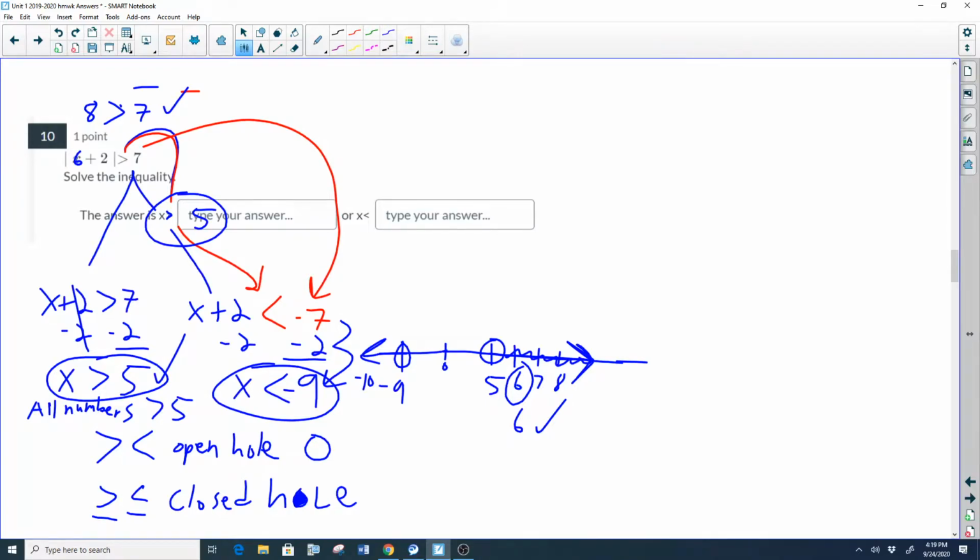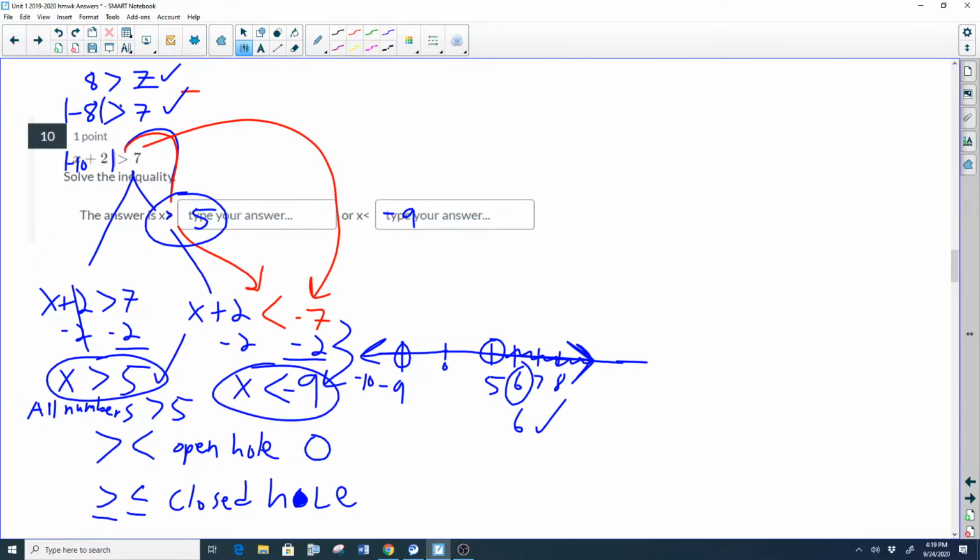X is less than negative 9. So if we plug in a number less than negative 9, like negative 10, it should work. Negative 10 plus 2 is negative 8. But you do the absolute value, remember. The absolute value of negative 8 is a positive 8, which is indeed greater than 7 again. Nice. So yep, our answer is negative 9.